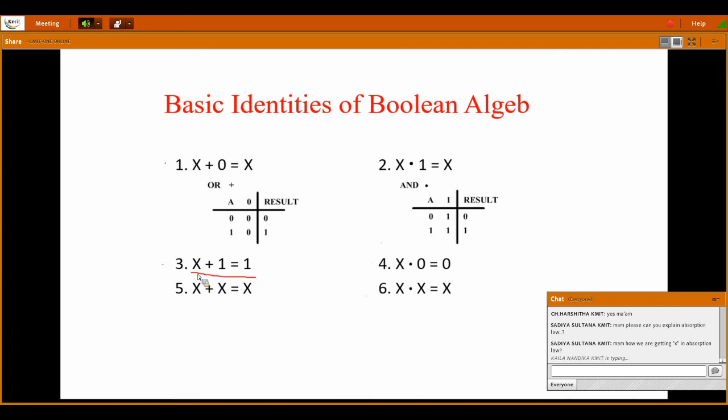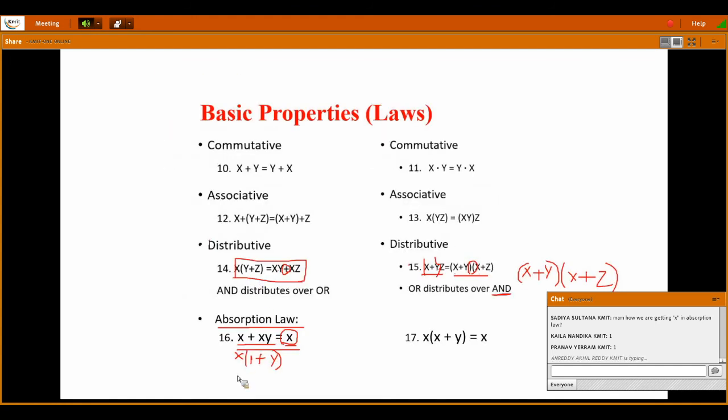See here, this identity: x plus 1 is equal to 1, meaning any variable ORed with 1 is nothing but 1. Apply here. So what will you have? x. So 1 plus y is nothing but 1. So what is your answer? x. Understood, all of you? So instead of doing these 2 steps, you can directly write it as x when you are doing the simplification process. This is nothing but absorption law. Understood, all of you?